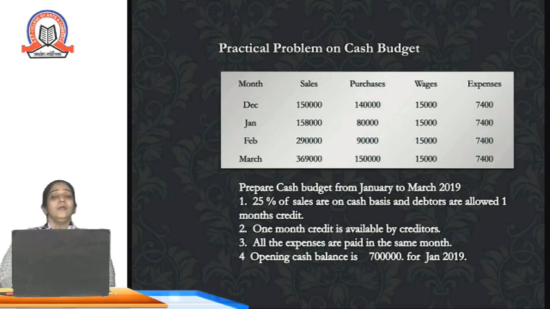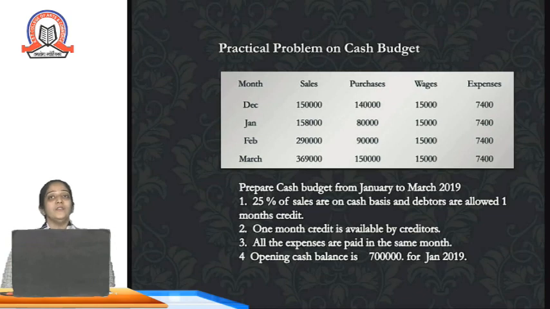Now, see, in the question we have the data about various months. The data is given for 4 months, that is December, January, February and March, and the various activities which include sales, purchases, wages and expenses are given for every month. We have the question: prepare the cash budget for January to March 2019. That is, we are supposed to make the estimation for 3 months, that is January, February and March.